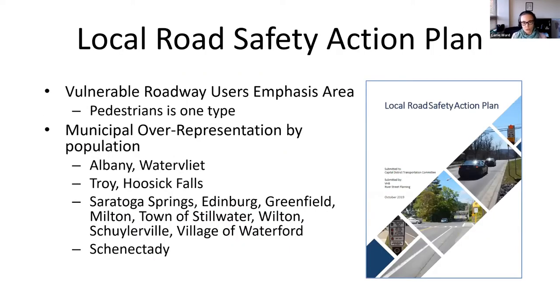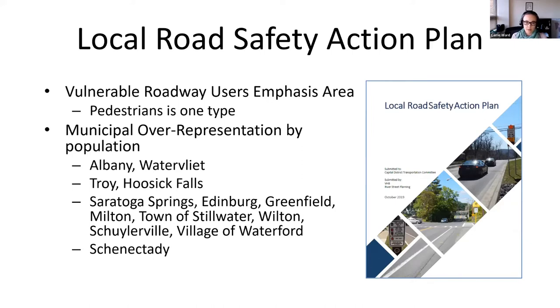So the local road safety action plan that we have has a number of emphasis areas in it. One of those is vulnerable roadway users, which does include pedestrians. It also includes bicyclists and motorcyclists. The document has a lot of analysis of the crashes and the crash types and the roadway types in it.